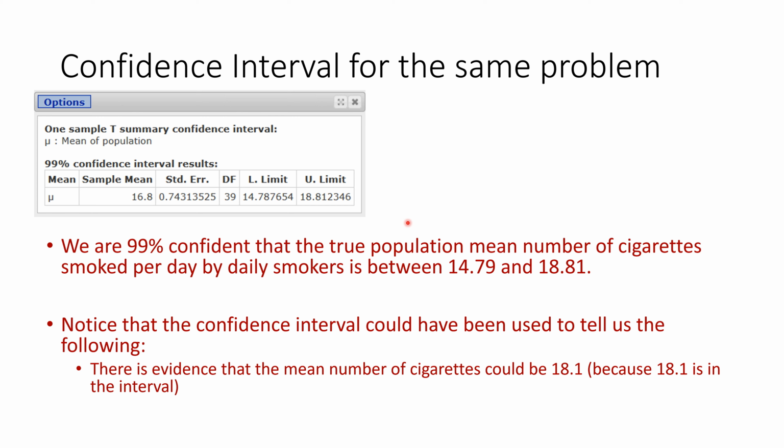And we can calculate the confidence interval for the same problem. Here is the StatCrunch output for the confidence interval. We are 99% confident that the true population mean number of cigarettes smoked per day by daily smokers is between 14.79 and 14.81. Notice that the confidence interval could have been used to tell us the following. There is evidence that the mean number of cigarettes could be 18.1 because 18.1 is in the interval.